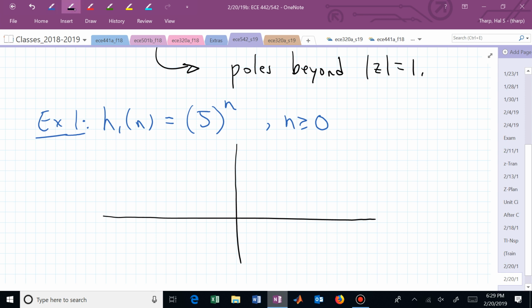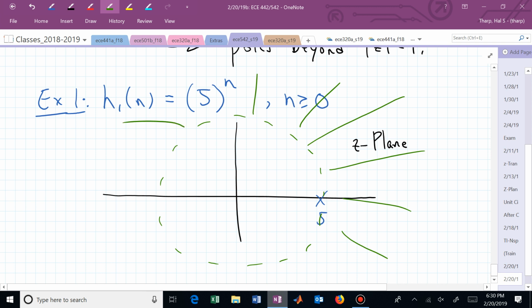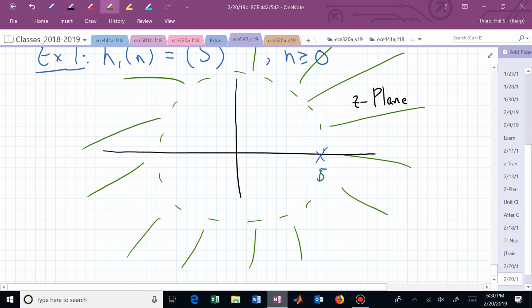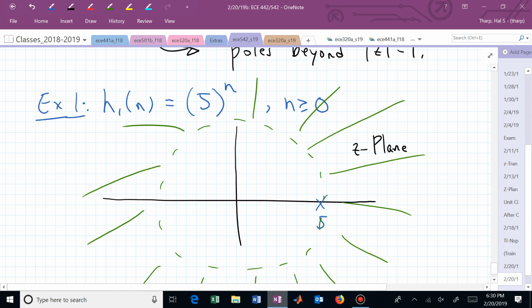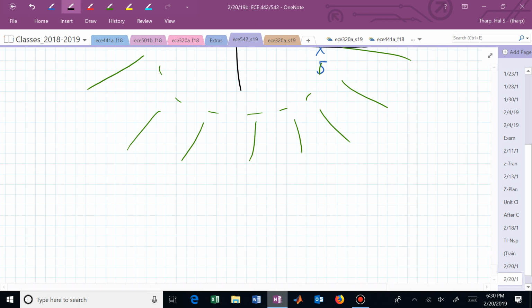The pole is located where? At z. This is the z-plane. Where is the pole in the z-plane? It's at 5. Where's the region of convergence? It's now outside of that pole. The poles can't be in the region of convergence. And there is a causal waveform that's unbounded. That pole doesn't have to be inside the unit circle to be causal. What about the opposite of that?